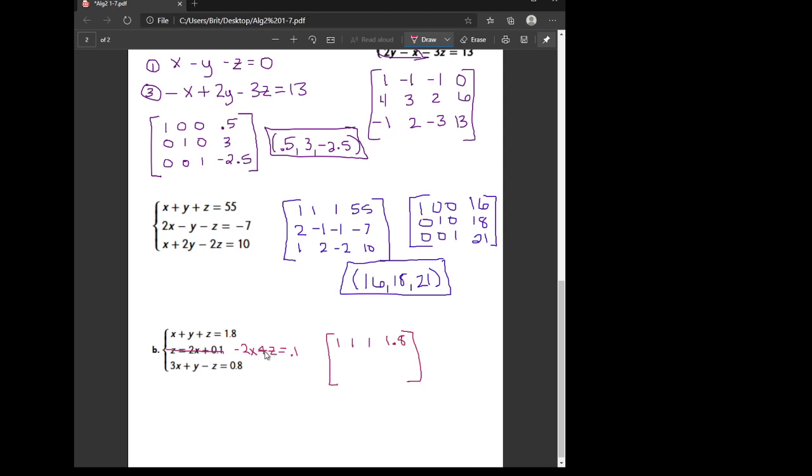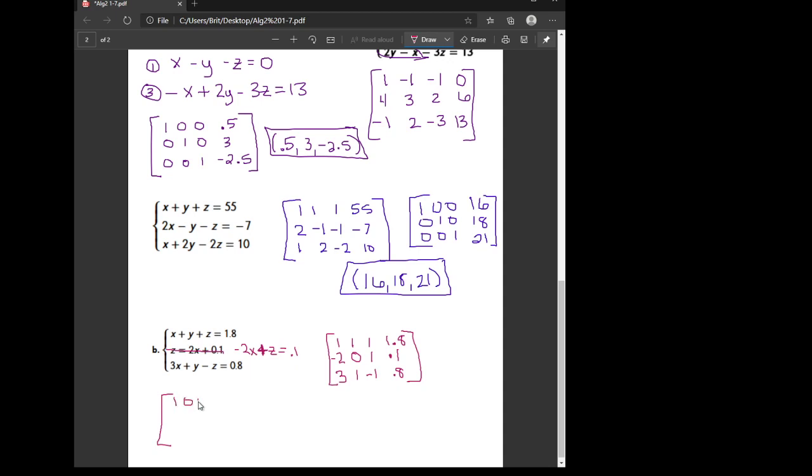In my next row, that's a plus by the way, in my next row I have a -2 for the x. I don't have any y's, so remember to fill it in with a 0. I have 1z, and I have a 0.1. And then my third row, I have 3, 1, -1, and 0.8. So make sure to double check that it's in your calculator properly. And the matrix that comes out of this is kind of ugly.